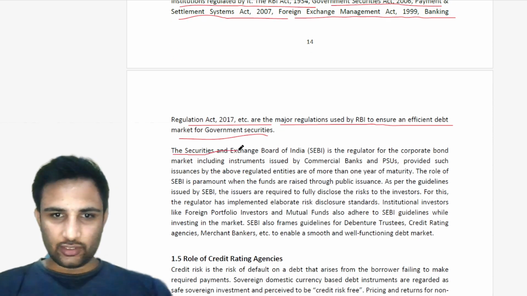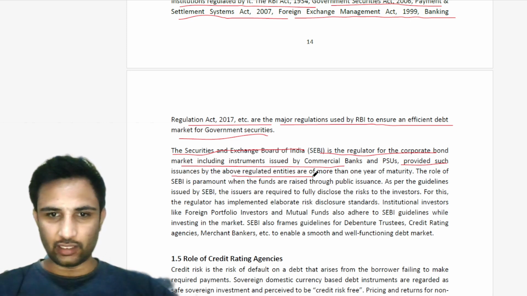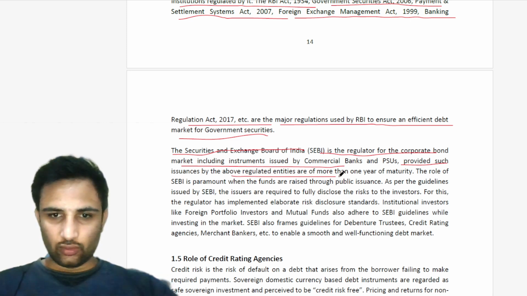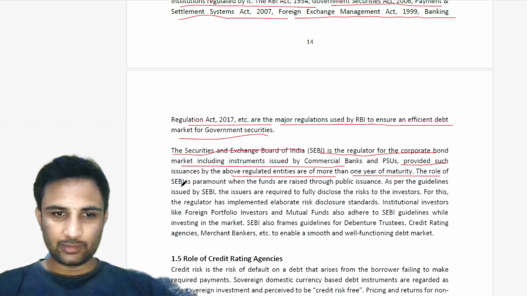The Securities and Exchange Board of India (SEBI) is the regulator for the corporate bond market, including instruments issued by commercial banks, PSUs, etc., provided such issuance by the above regulated entities are of more than 1 year of maturity. The role of SEBI is paramount, where the funds are raised through public issuance.